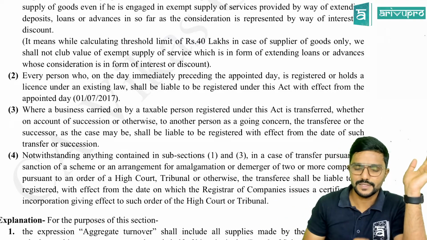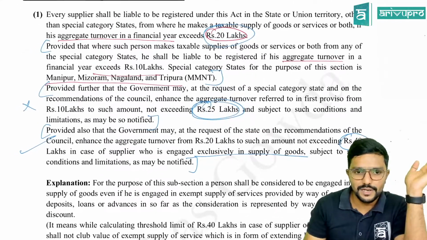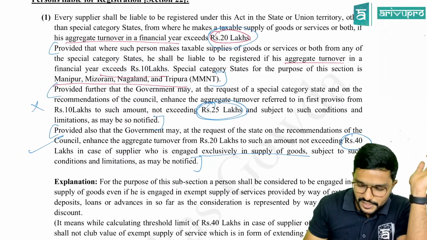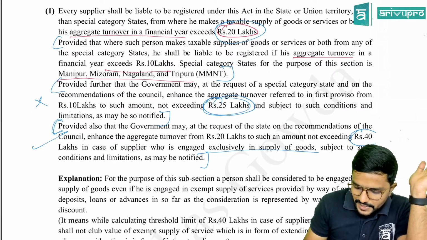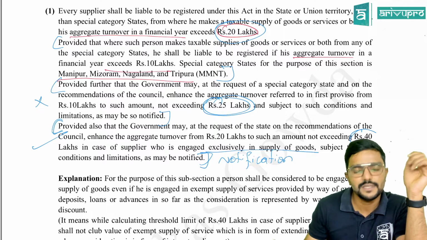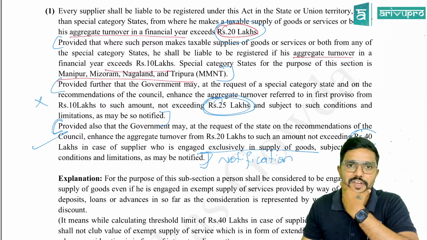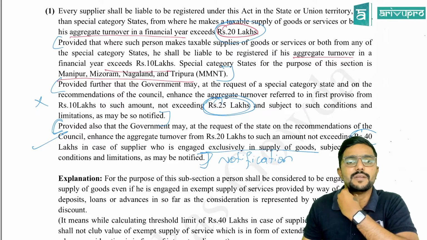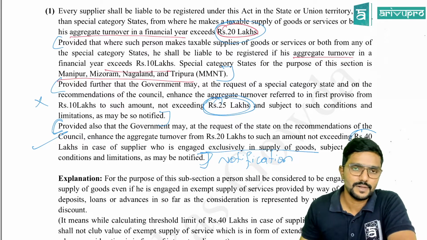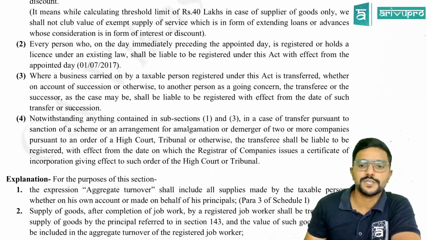Yes. So this is all about subsection 1, guys. Subsection 1 has to be read, especially this proviso, with the notification. That notification I would be covering at the end. Once I cover Sections 22, 23 and 24, I would be covering that notification on when exactly the 40 lakh limit is applicable. Clear? Yes. Next, coming to subsection 2.